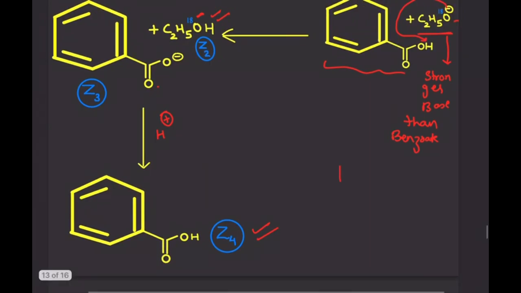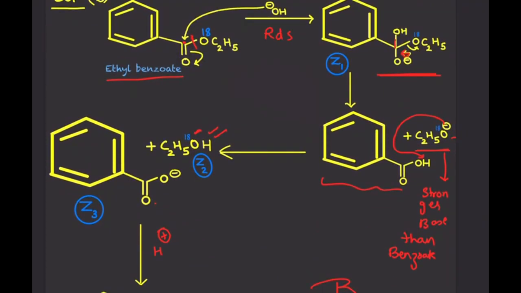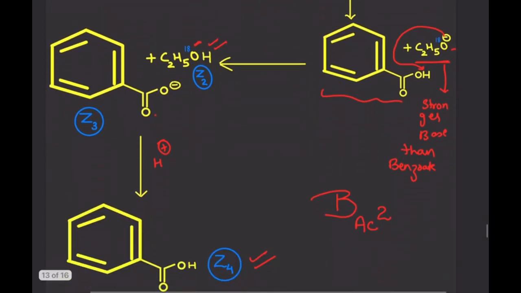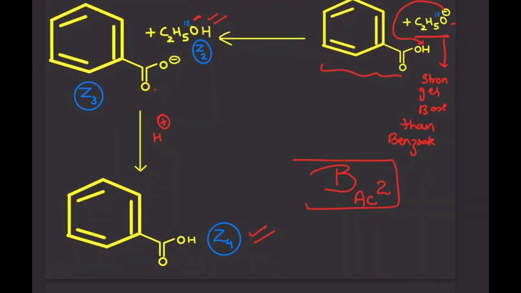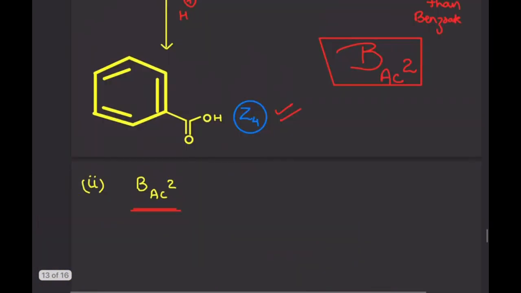So let us conclude the mechanism is basic medium. You saw it is acyl-oxygen. The question mentioned that it is a bimolecular reaction. Again the RDS is this one, when ester and base both are involved. So BAC2 is the mechanism of this particular question. So this was the IOQC 2021 part 2 question.